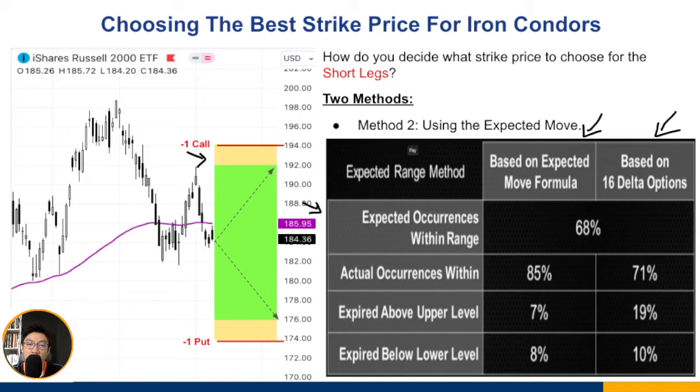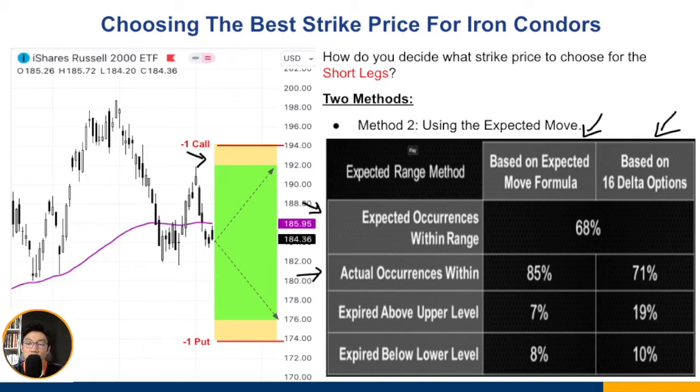But I want you to take a look at this. This down here says the actual occurrences within this range, which means this is the realized move. As you can see, it is much greater than 68%, anywhere from 71% to 85%. So these are the two ways that you can use to calculate the expected move and choose your strike prices. Now, one thing I want to point out is that 16 delta options are usually wider than the expected move, right?